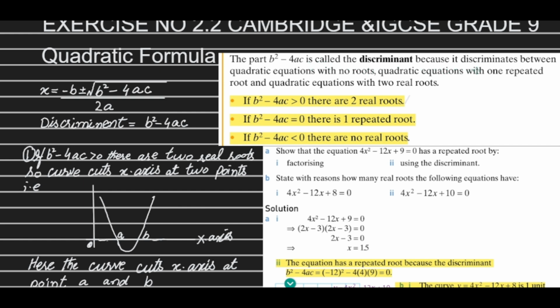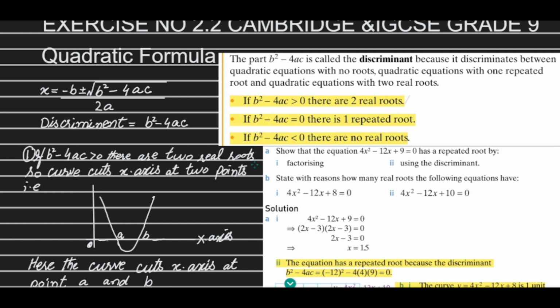It is called the discriminant because it discriminates between a quadratic equation with no roots, one repeated root, or two real roots. For no roots, if the discriminant is less than 0, or negative, there is no real root. For an equation with one repeated root, if b square minus 4ac equals 0, there is one repeated root. And for a quadratic equation with two real roots, if b square minus 4ac is greater than 0, that is a positive value, there are two real roots.